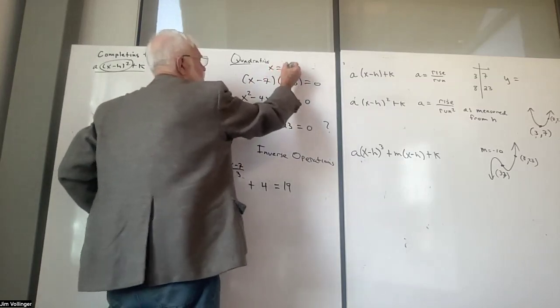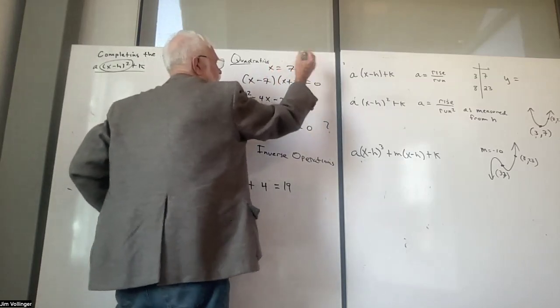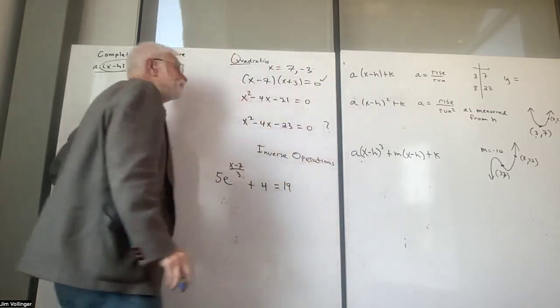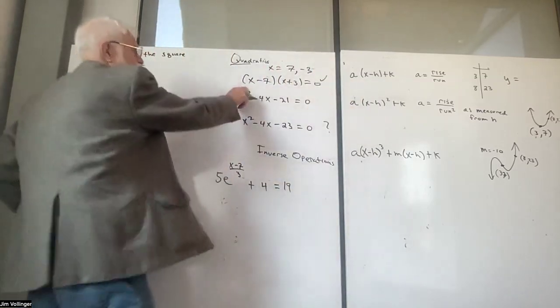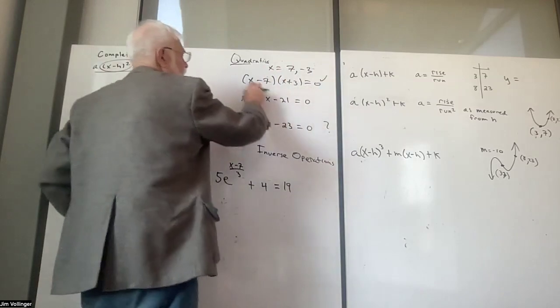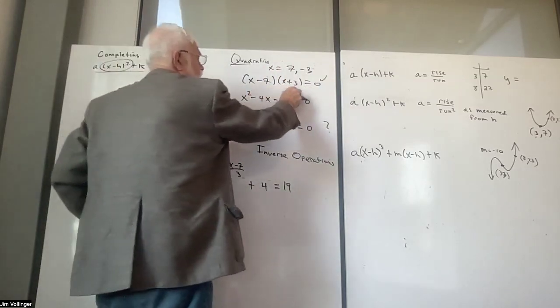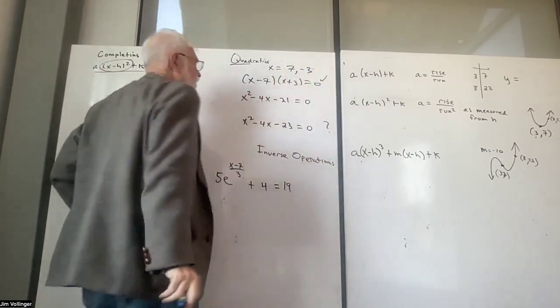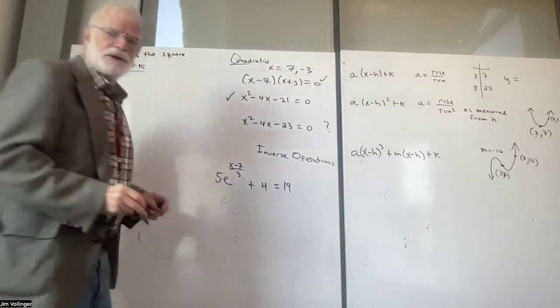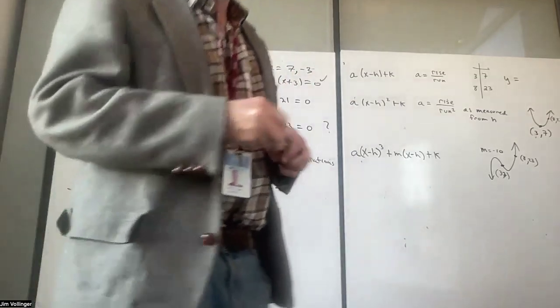Then these numbers as input, 7 and negative 3, get us the 0. 7 minus 7 times 7 plus 3 is 0. Negative 3 minus 7 times negative 3 plus 3 gets us 0. Big. So it's an important skill. We use it in lots of places in math.